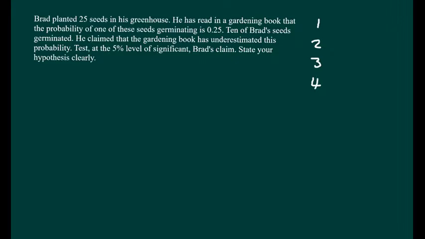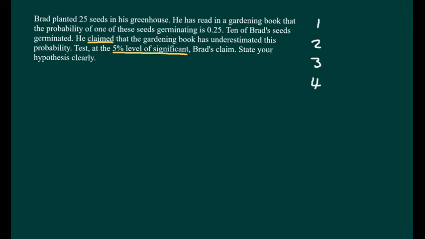So Brad has planted 25 seeds in a greenhouse. You're going to have to get over the contexts. They're normally quite silly, but you know, we deal with it. We're doing the maths. He's read in a gardening book that the probability of one of these seeds germinating is 0.25. 10 of Brad's seeds germinate. He claims, here's the claim that we're going to refute or confirm, that the gardening book has underestimated the probability. So we're testing Brad's claim at a 5% significance.